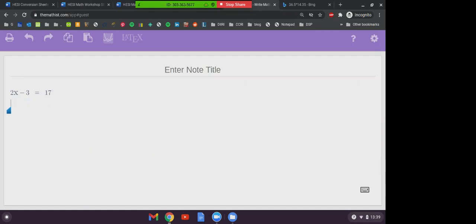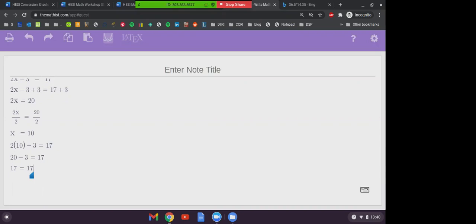So I'm going to add 3 to both sides. Right? Remember, whatever you do on one side, you do to the other. So it's going to be 2x equals 20. And then I'm going to divide both sides by 2. So 2x divided by 2 equals 20 divided by 2. And so that's going to give me x equals 10. You can always check these, right, by plugging 10 into the original equation.